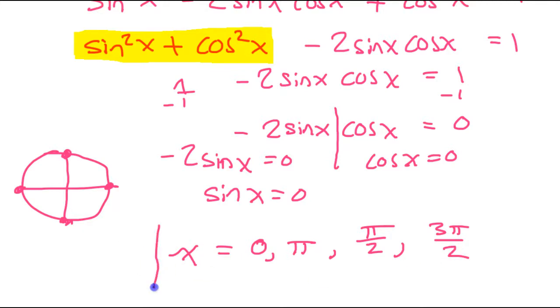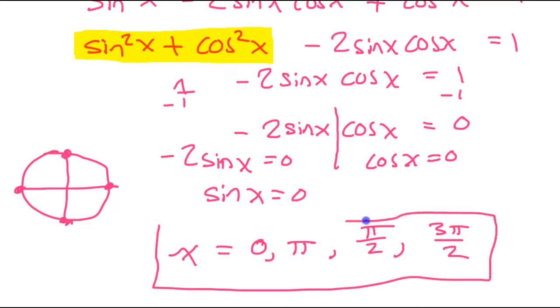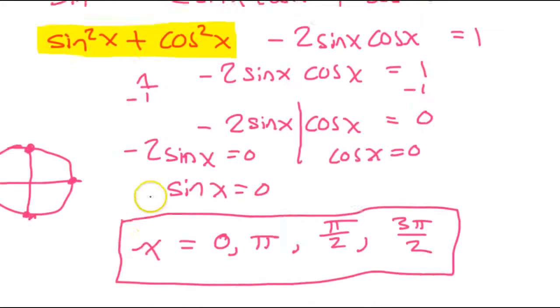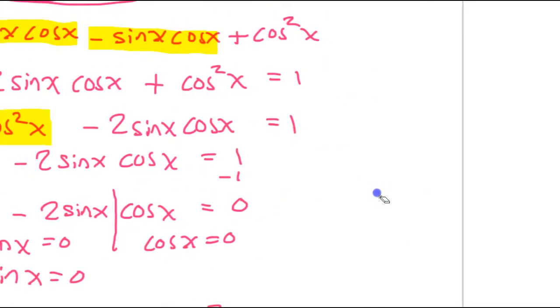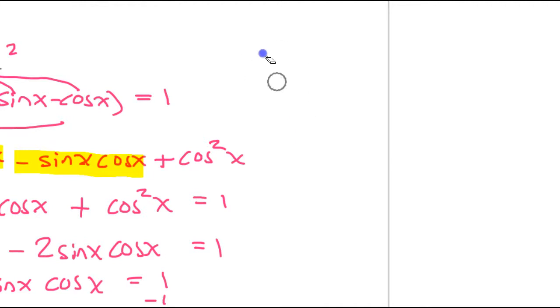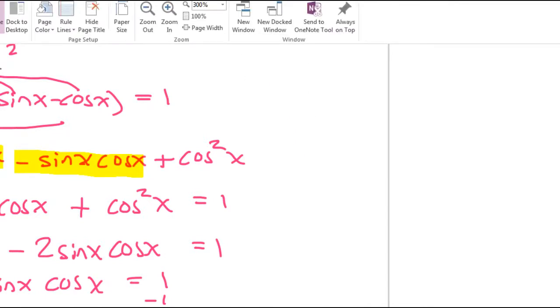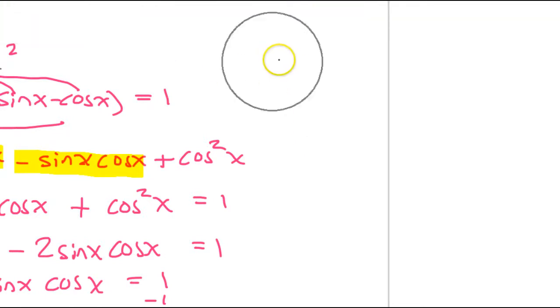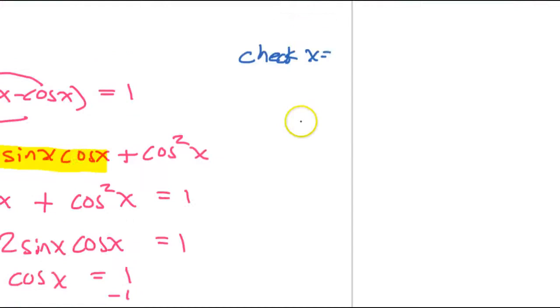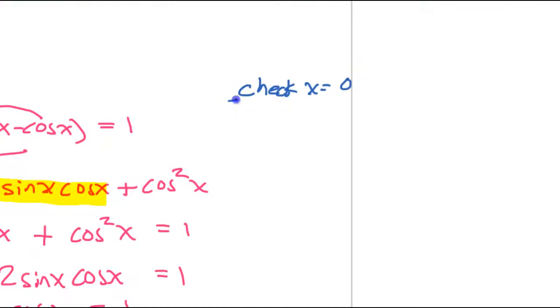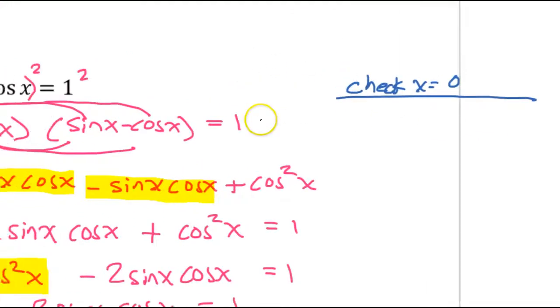So these are the solutions, except because we squared both sides, we have to check these. So I'm going to unbox these until we check them. All right, so we really have to check them one by one, which I will do over here. Okay, so let's start by checking x equals 0 and see how that works out.